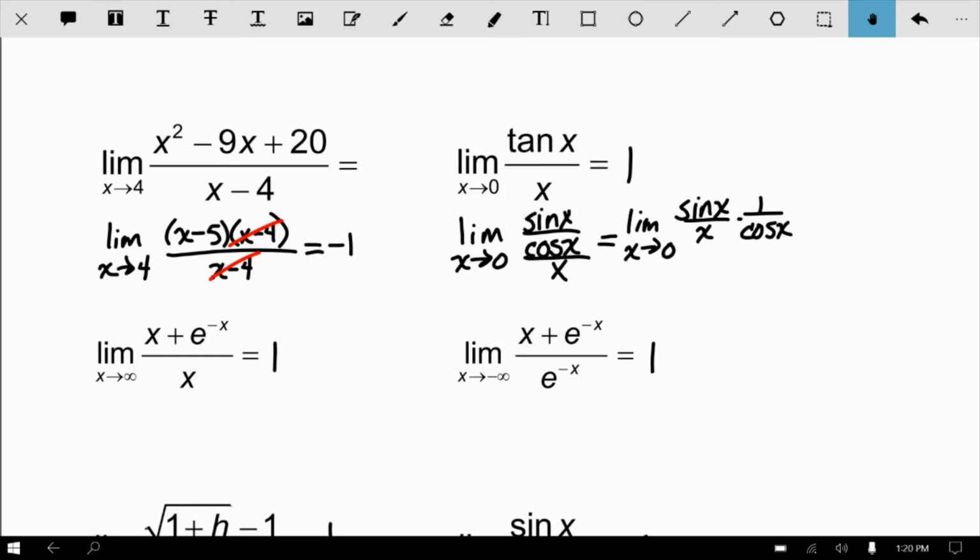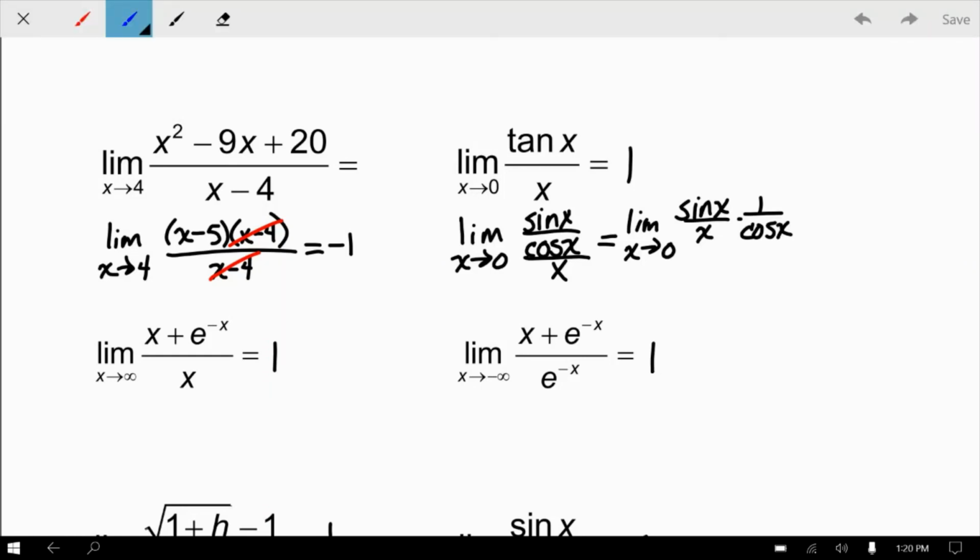And by grouping those two things together, now look at these limits independently. If I look at sine x over x, the limit as x approaches 0 is 1. If I look at 1 over cosine x, well, as x approaches 0, cosine is approaching 1. So I essentially have 1 times 1, which is 1.